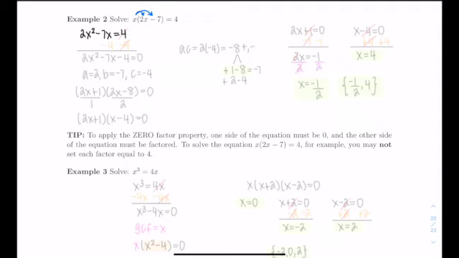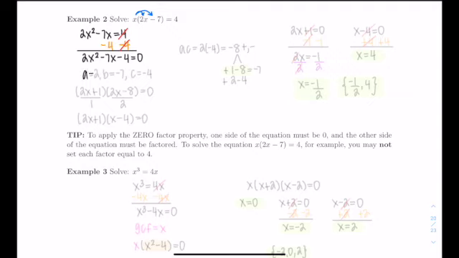In order to use the zero factor property, this has to be set equal to 0, which means I am going to subtract 4 from both sides, so that my right-hand side becomes 0. So I have 2x squared minus 7x minus 4 equals 0, and then we want to factor. So do we have a GCF that we can take out? No, because 7 is prime.